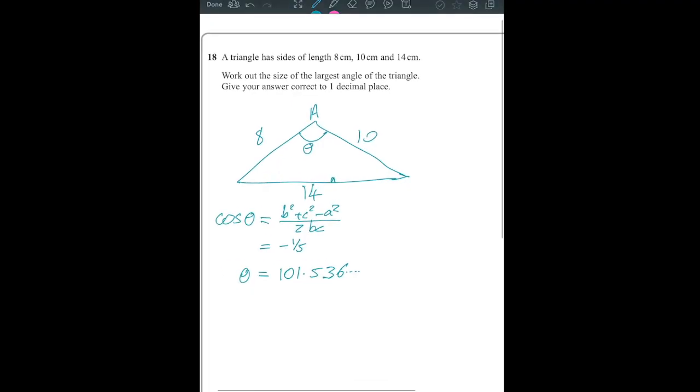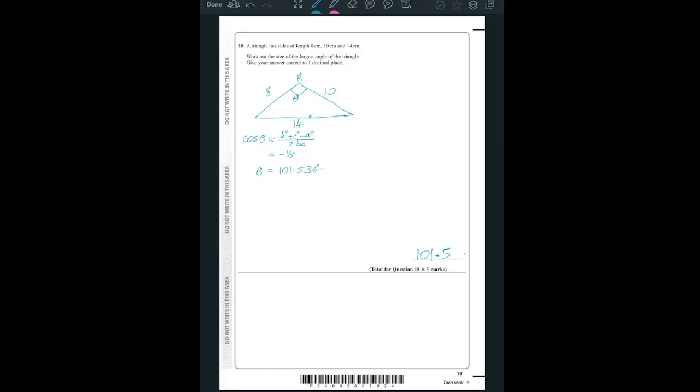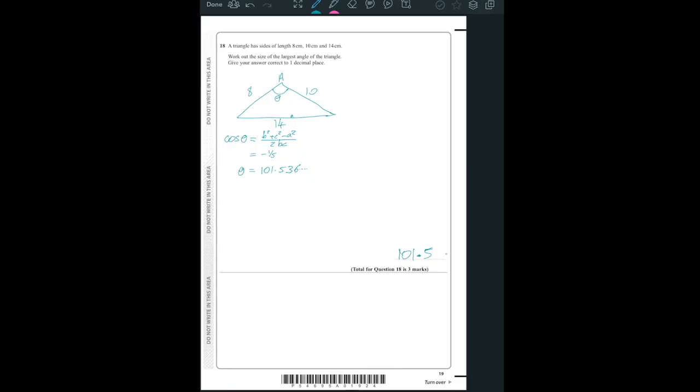So giving your answer to one decimal place, that's 101.5. And you can now also be completely convinced that that was the largest angle. If they only add up to 180, then you can't have an angle bigger than 101 if you've already got 101 in there.